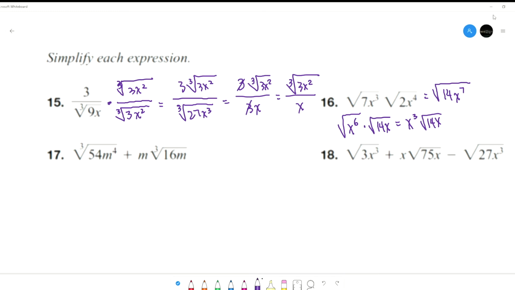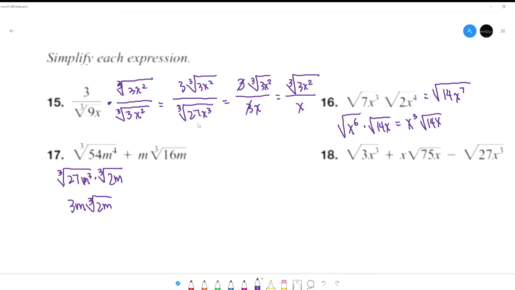Number 17. Cube root of 54m to the 4th needs to be simplified. So I see the largest cube there is 27. So I'll do 27 m to the 3rd times cube root of 2m. That's my 54m to the 4th. And that'll simplify to 3m cube root of 2m.